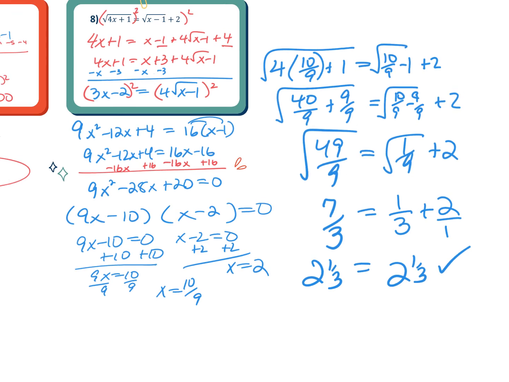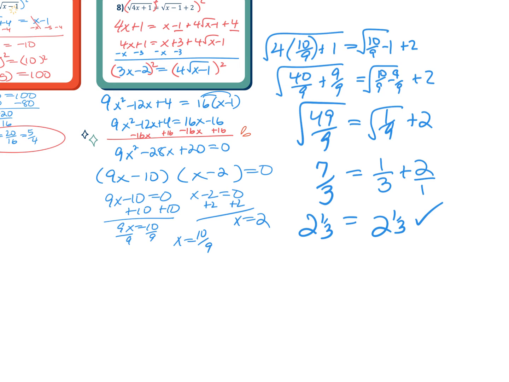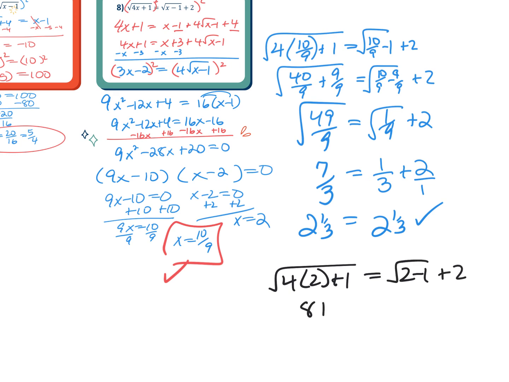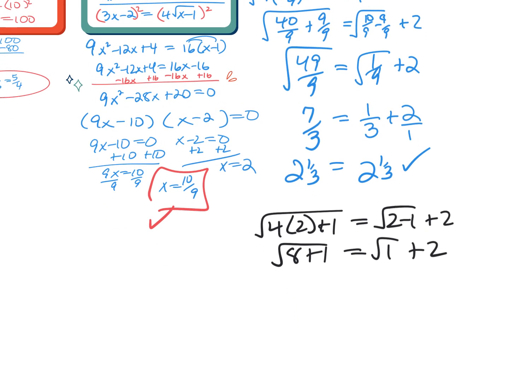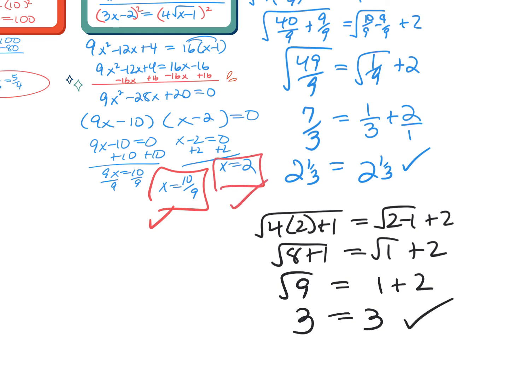And then I'm also going to plug in 2 to make sure that that answer works. So this one's good. So when I plug in 2, 4 times 2 plus 1 equals 2 minus 1 plus 2. 8 plus 1 is 9. 2 minus 1 is 1. Square root of 9 is 3. Square root of 1 is 1. 1 plus 2 is 3. This one checks as well. So both answers are good. That is it for this slide.